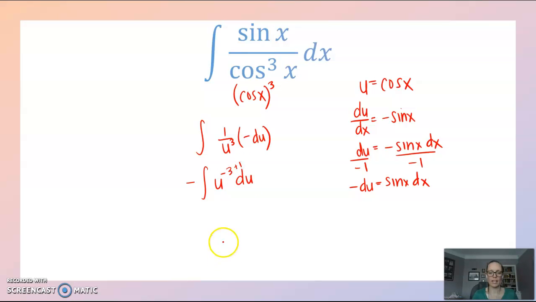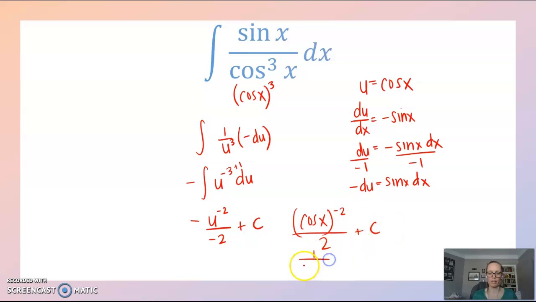Then I add 1 to the exponent, which is going to give me u to the negative 2 divided by negative 2 plus c. My negatives here, because I've got 2 of them, they're going to cancel out and become a positive, and I'm going to replace u again. So I have cosine of x to the negative 2 over 2 plus c. And since this is a negative exponent, I'm going to go ahead and simplify this one step further by writing this as 1 over 2 cosine squared x plus c.